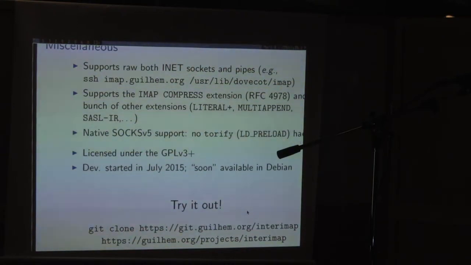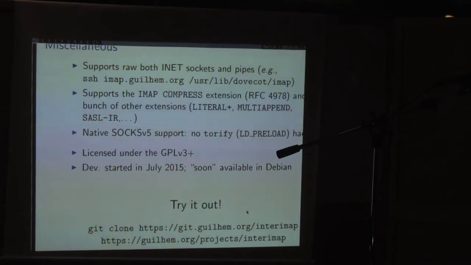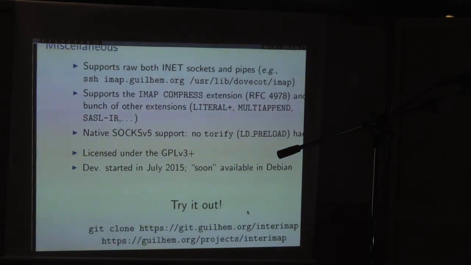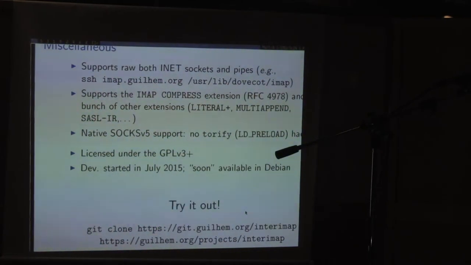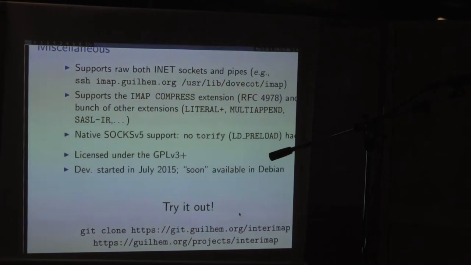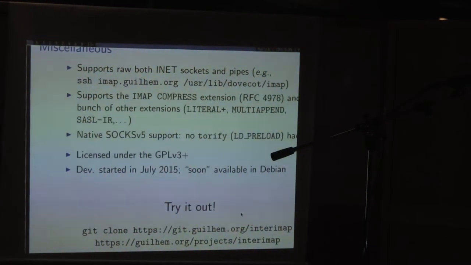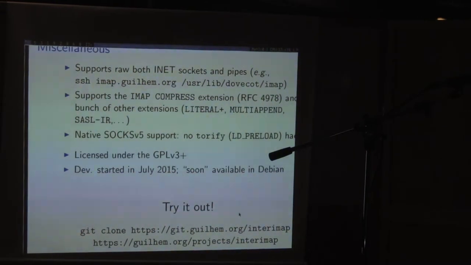Okay, so just to conclude with a bunch of features, it supports a different way to connect to the remote IMAP server. So INET socket with STARTTLS or something like that, and also pipes. So either INET socket or pipes, which is useful if you want a pre-authenticated session, for instance. It also supports the IMAP COMPRESS extension, which is very neat because it brings the network traffic down significantly. It also has native support for SOCKS5.